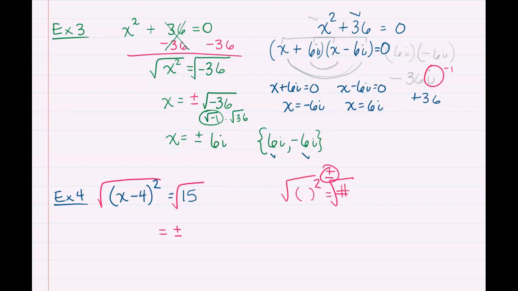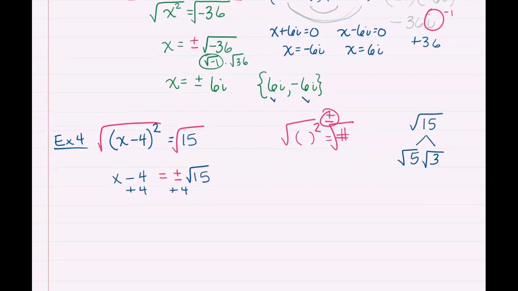Over here, our square root and our square cancel, and I get x minus 4. And I still have to figure out the square root of 15. Well, let's take a quick look at the square root of 15. The only factors I know for 15 are 5 and 3. And neither one of them is a perfect square, so we cannot simplify the square root of 15. It stays as the square root of 15. We still have to solve for x, so I'm going to add 4 to both sides. So notice on the left side, I just get x, which is what we were looking for, so good job.